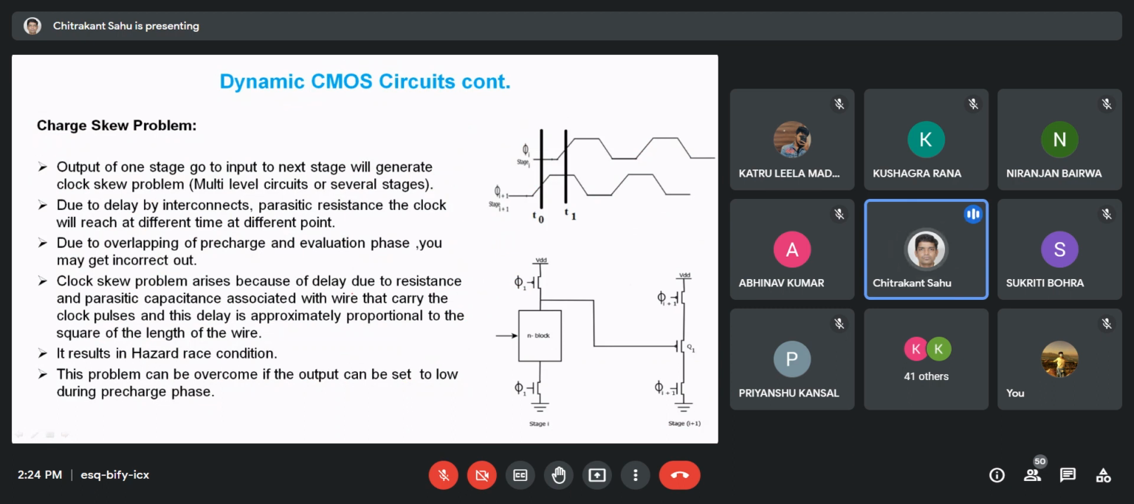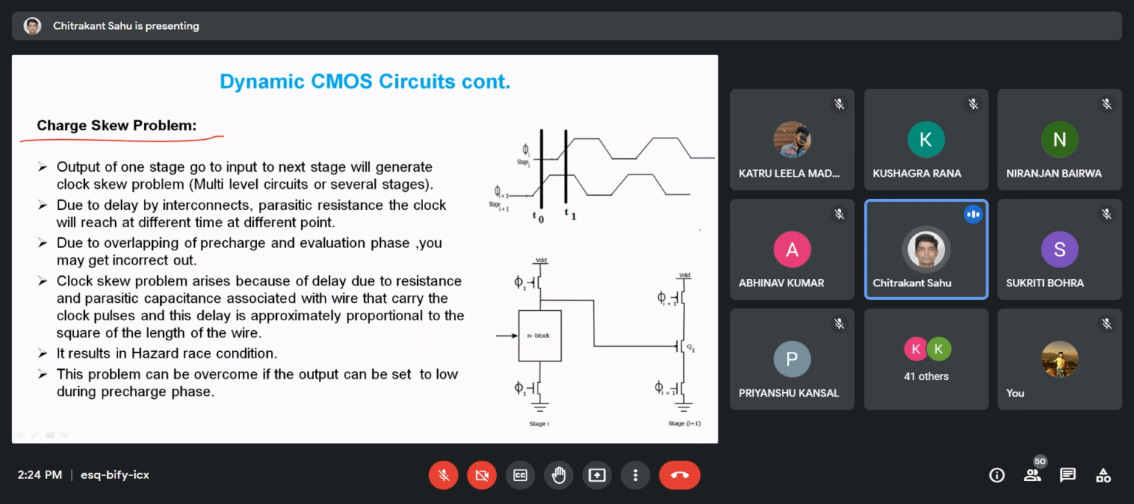So the third problem of dynamic CMOS is called the skew problem, the clock skew problem. Okay, so that skew problem is also related to the timing diagrams and all. Timing diagrams we will discuss in the sequential circuits. So let us first understand what skew means.